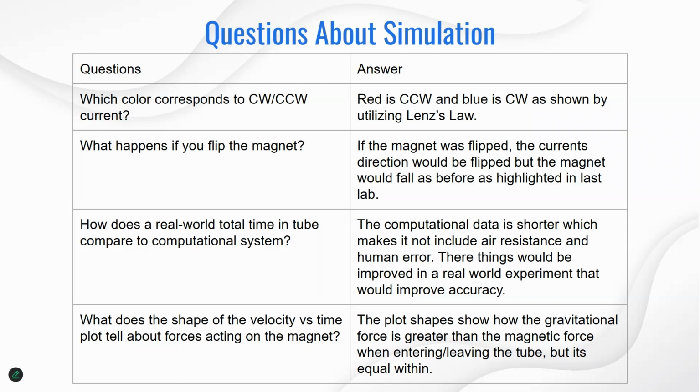What does the shape of the velocity versus time plot tell about forces acting on the magnet? The plot shape shows how the gravitational force is greater than the magnetic force when entering and leaving the tube, but it is equal within, which was shown by how F grav was greater than F mag in the beginning and at the end, but it was equal to each other before.